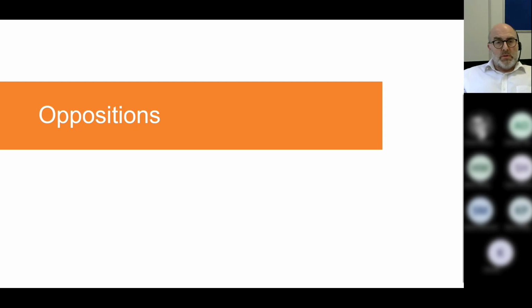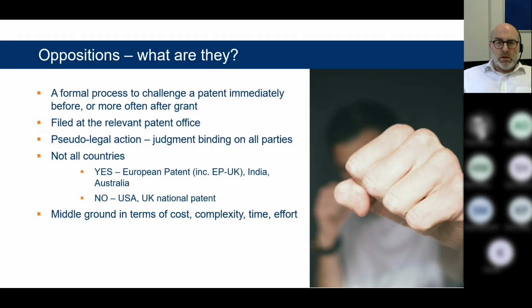So moving on to oppositions now. So what are they? These are a much more formal process in which an opponent, in this case not an observer, they're an opponent, challenges a patent either just after grant at the relevant patent office or in some countries a lower court. But in some countries you can actually file an opposition just before grant, such as India.